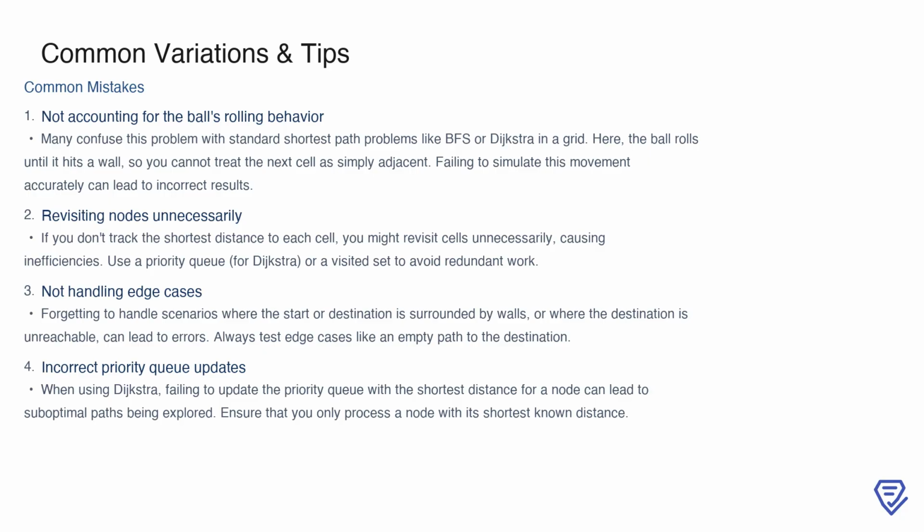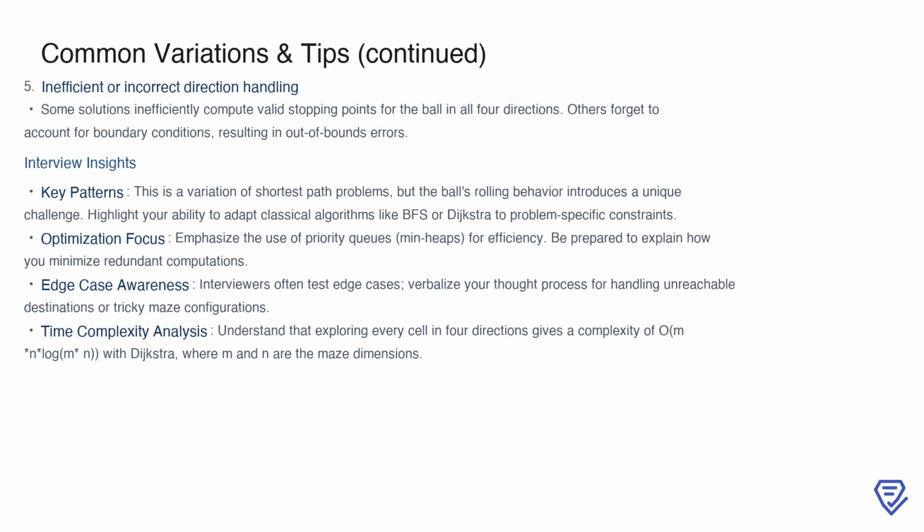Finally, be cautious with priority queue updates. When using Dijkstra's algorithm, ensure that you update the queue only when you find a shorter distance to a node. Failing to do so can result in exploring suboptimal paths and incorrect results. Inefficient direction handling is another potential issue. Some solutions compute stopping points for the ball in all four directions without optimization, which can be computationally expensive. Others fail to account for boundary conditions, leading to out-of-bounds errors.